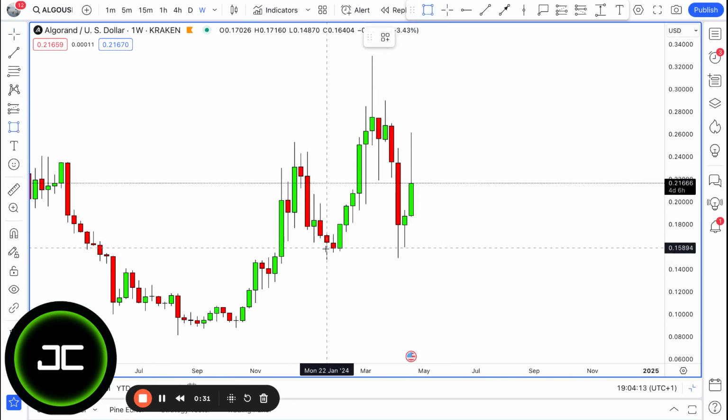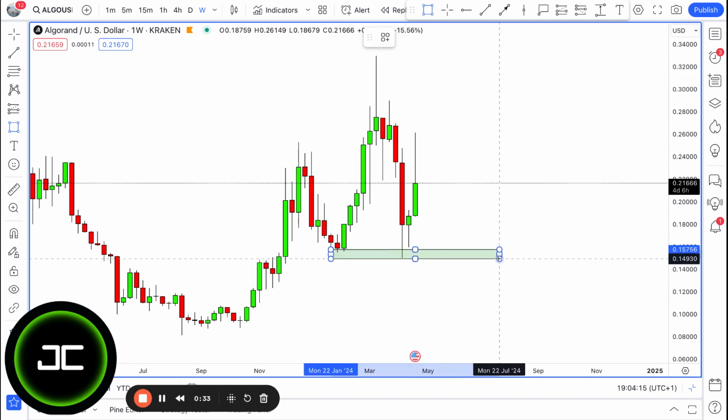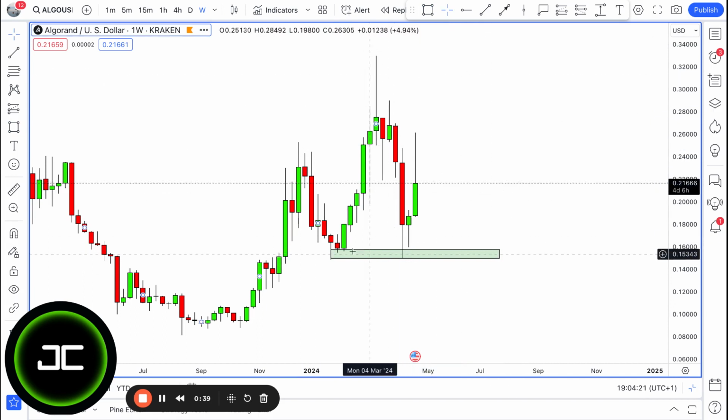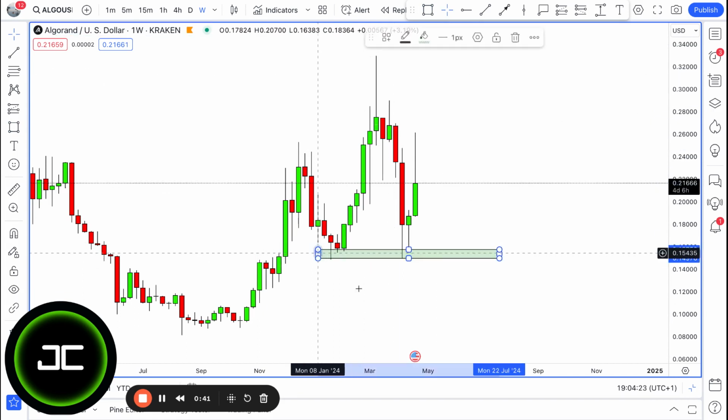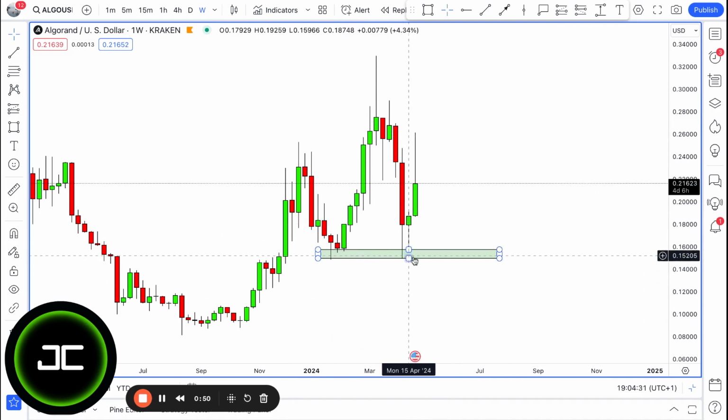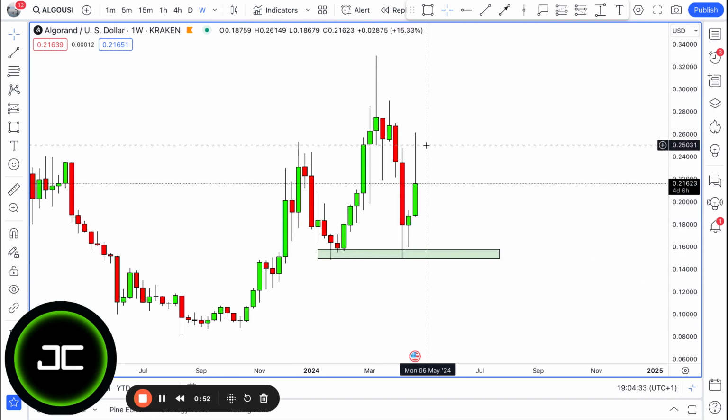Now, this pullback to me looks really healthy because we pushed up a lot, and whenever the market moves up, it has to come back down. Now, the key thing for me when I look at this chart is that this is our higher low, okay, and price pulled back straight into this area. You can see we had one big wick forming, two big wicks, and then we've started pushing up.